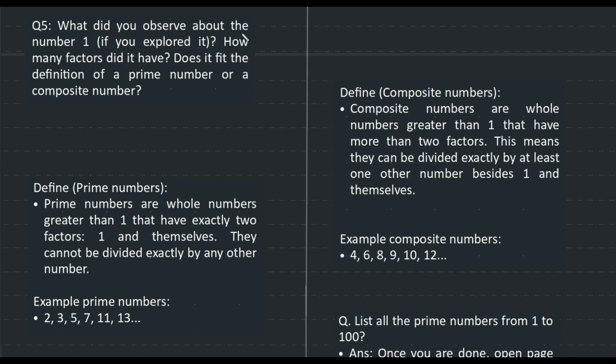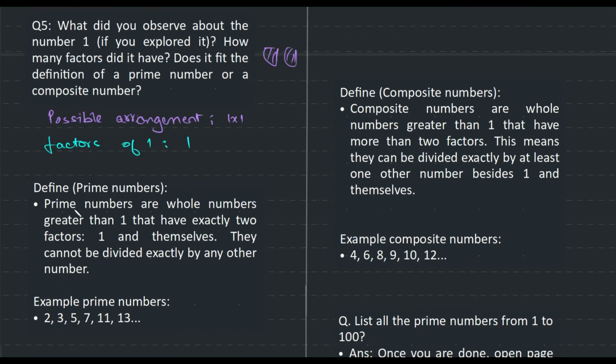So what did you observe about the number 1? How many factors did it have? I didn't make you do it, so you can pause and think now. If we just gave you one fruit, what are the different ways that you can arrange it? The possible arrangement is just 1 cross 1. So what are the factors of 1? The factor of 1 is just 1. So does it fit the definition of prime and composite numbers?